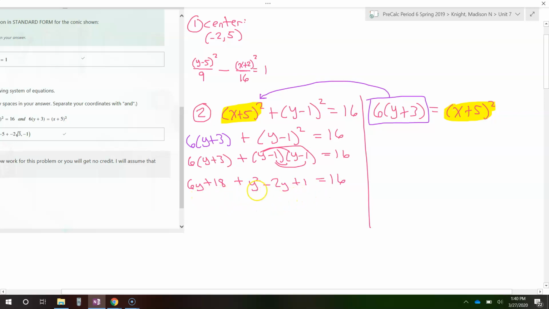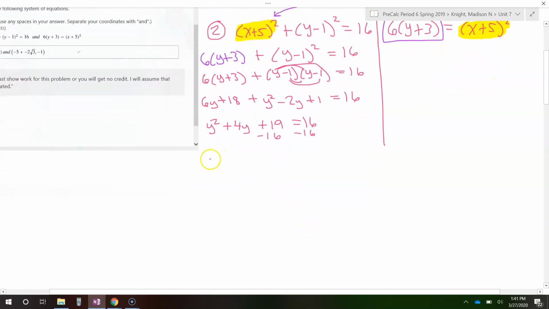Combining my like terms, y squared doesn't have any like terms, so I'll just bring that down. 6y minus 2y is 4y. Now I've got 18 plus 1, so that'll be 19, and that's equal to 16. Then I will subtract 16 from both sides. So that's going to give me y squared plus 4y plus 3 is equal to 0.